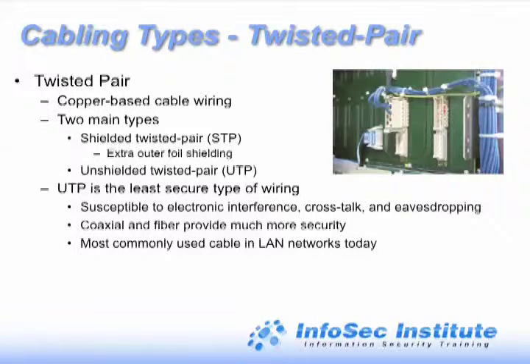Good old twisted pair. These are copper-based cable wiring. 2 main types. It's going to be shielded, which is extra foiling in the actual cable, and also unshielded, or UTP. So you need to know the difference between STP and UTP. UTP is the least secure type of the wiring, susceptible to electronic interference, crosstalk, and eavesdropping. Coaxial and fiber provide much more security. It's most commonly used in cabled LAN networks today.